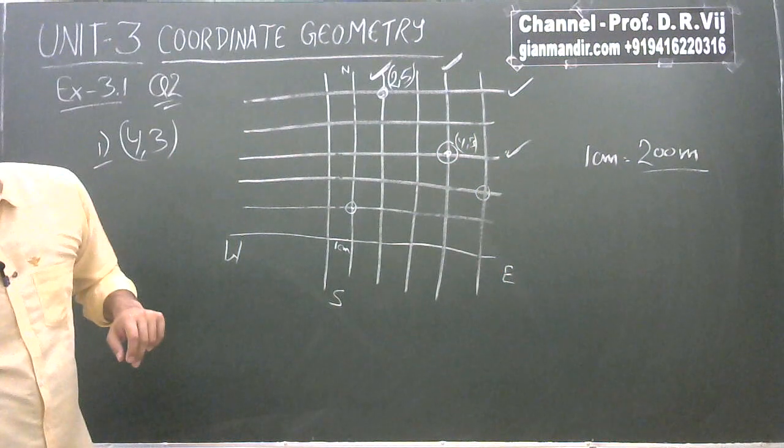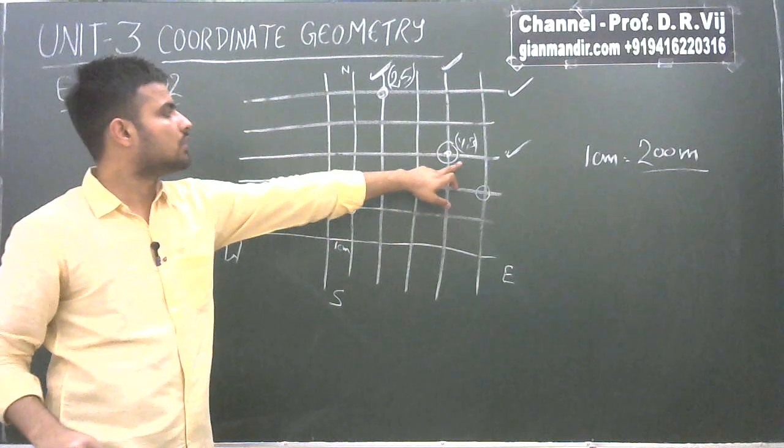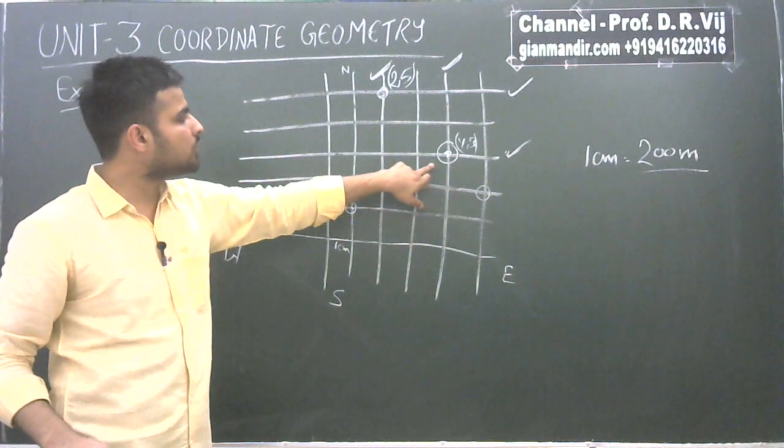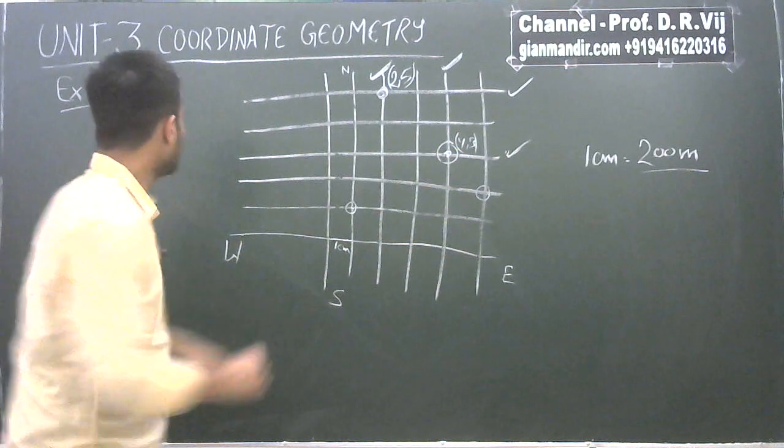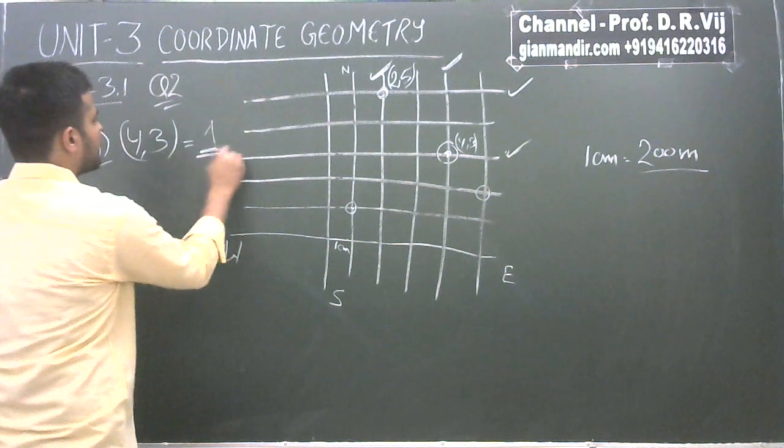So they are asking how many cross streets can be referred to as 4-3. As you can see, there is only one cross street here. This one point. So the answer is 1.